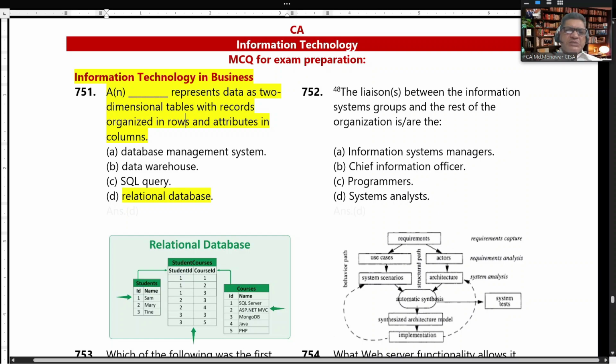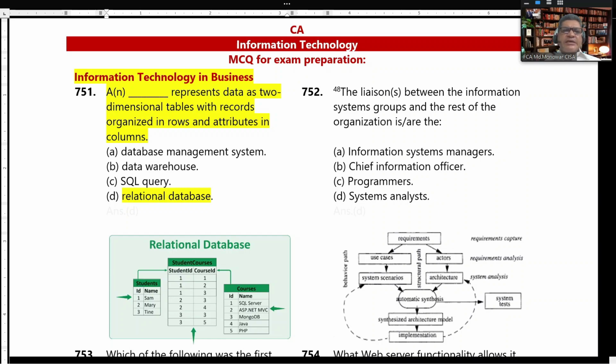So if we see this picture, relational database, what is the relation between both? Here is the student and here is the course. So the student's ID and course ID are the relation between students and course. So here we can say that a relational database represents data as a two-dimensional table with records organized in rows and attributes in columns.